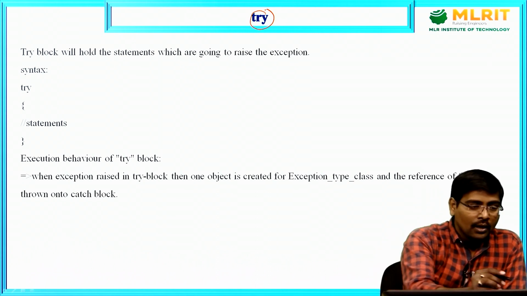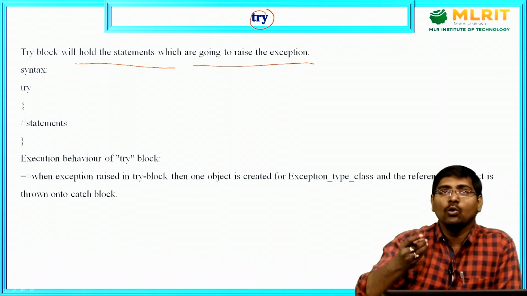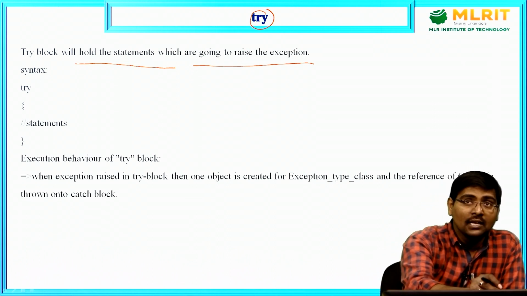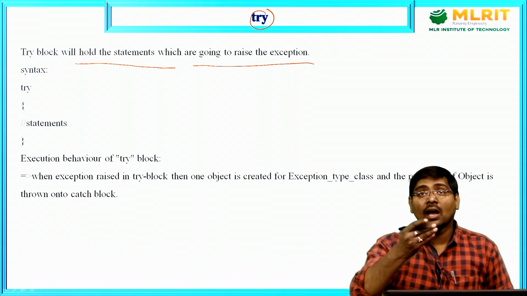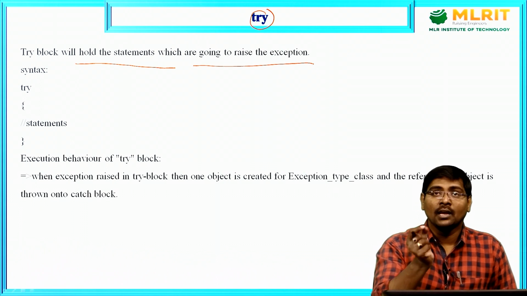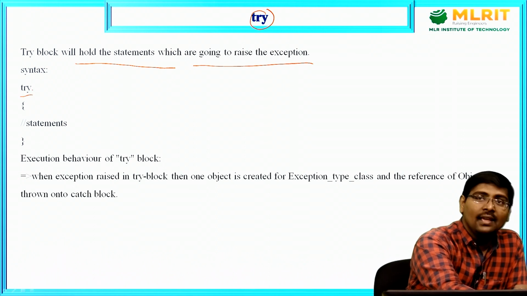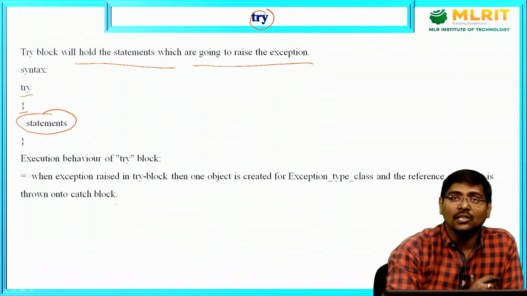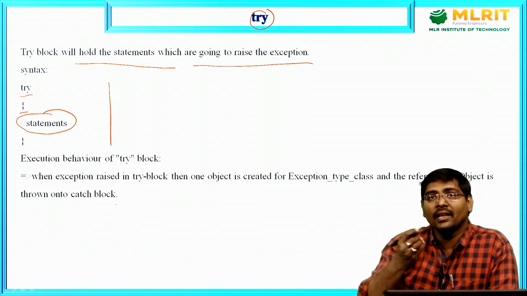Now, the try block will hold the statements which are going to raise the exception. But remember, we are not saying they compulsorily need to raise the exception; there is a chance of raising the exception. Such statements are written inside the try block. So, try is the keyword, opening bracket, here you write some set of statements that may generate exception, and close. This is the syntax of writing a try block.